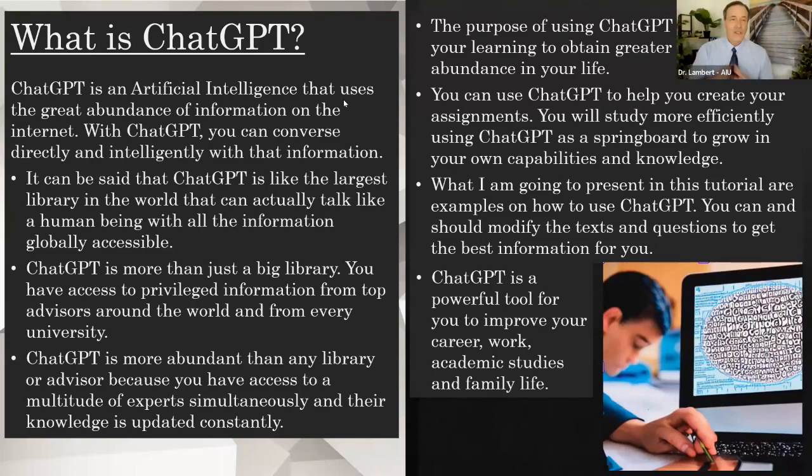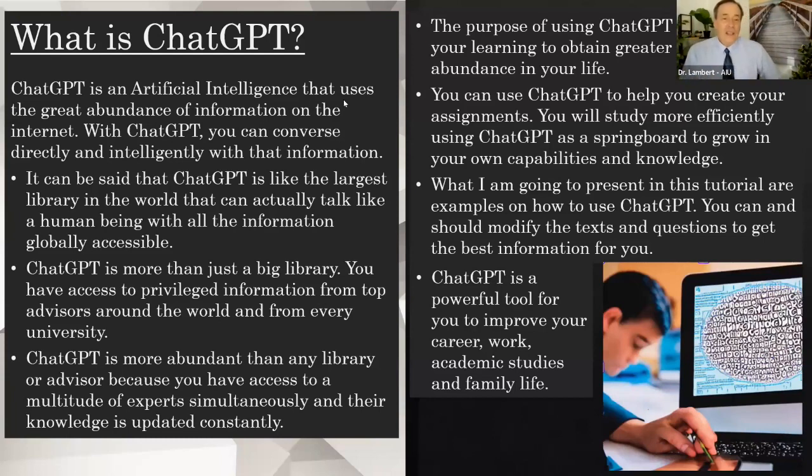And artificial intelligence uses a great abundance of information on the internet. So it's like you can converse directly and intelligently with that information as if it was a person, right? That's the idea. You have all this information globally accessible on the internet, and you can talk with it as if it was actually a human being. It really sounds like a human being, when you read it and when you hear it. It's quite amazing, the ability of artificial intelligence to process information and present it in a human way.